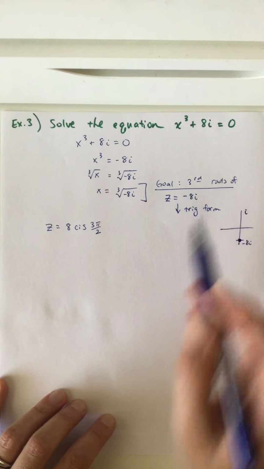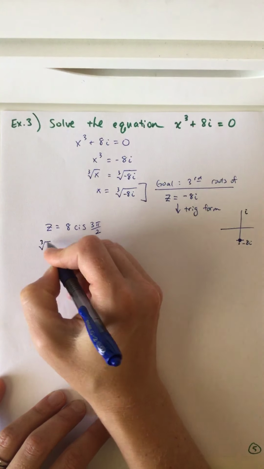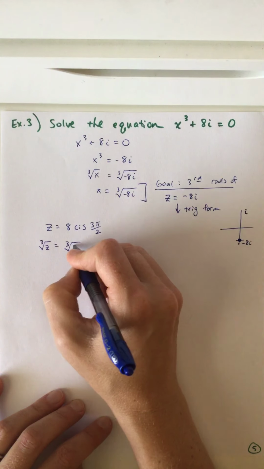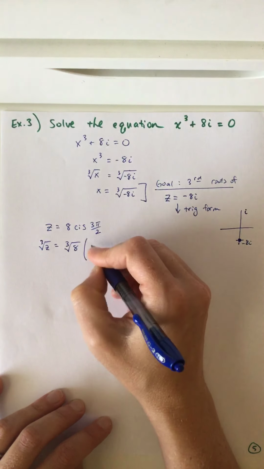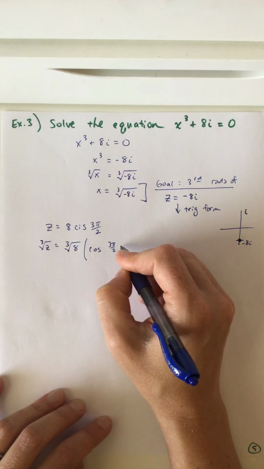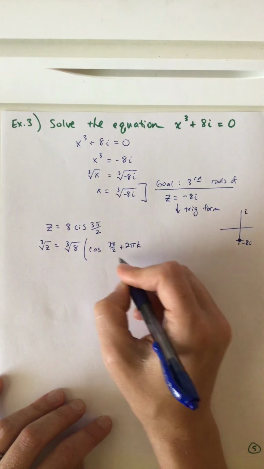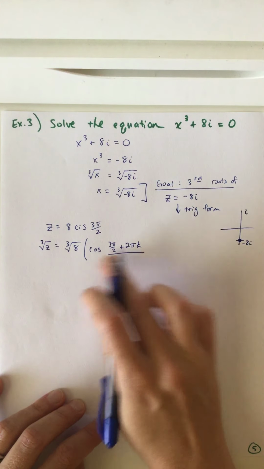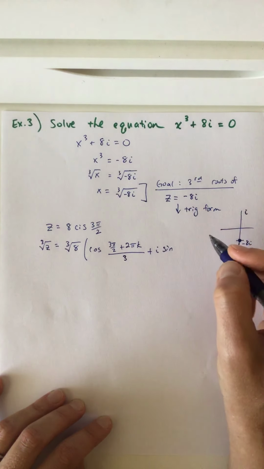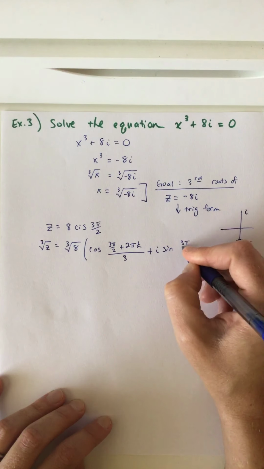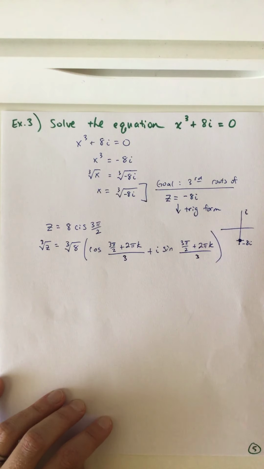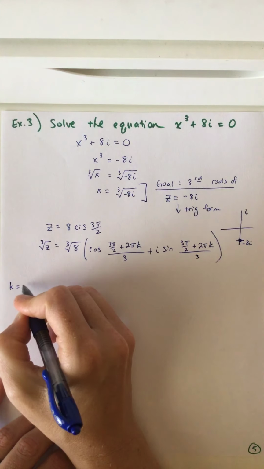Remember, our goal is to take the third roots of this number. So we're going to do the third root of 8 multiplied by the cosine of the angle 3 pi over 2 plus 2 pi k all over n, the nth root, we're taking a third root in this case, plus i sine of the same angle, 3 pi over 2 plus 2 pi k all over 3. And now we've got to go through each iteration of k.